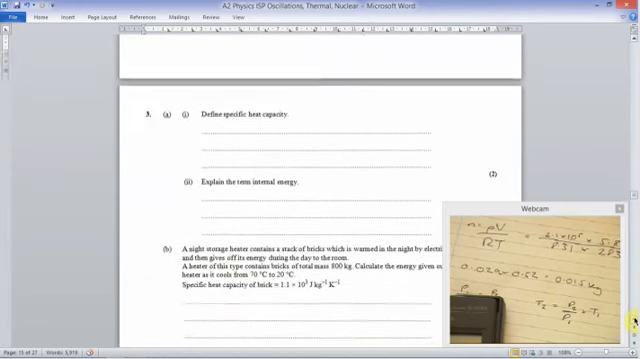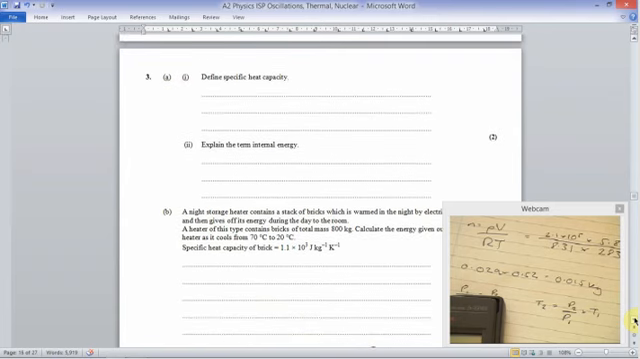Common question: definition of specific heat capacity, and also another common question, explaining the term internal energy. So let's go for both of those one by one. In terms of specific heat capacity, it's the energy required when a kilogram undergoes a temperature change of 1 degree. Okay, so it's the energy required to change the temperature of 1 kilogram by 1 degree.